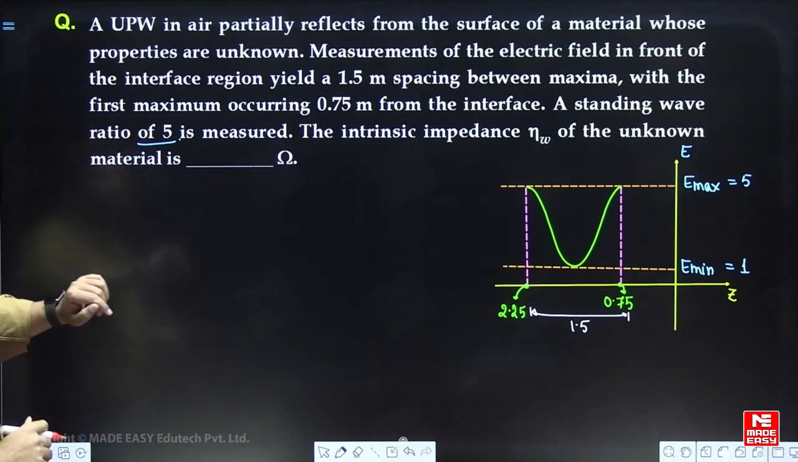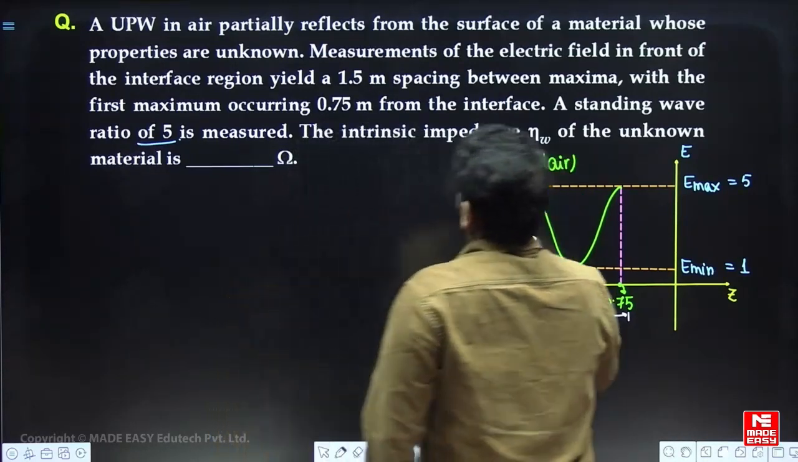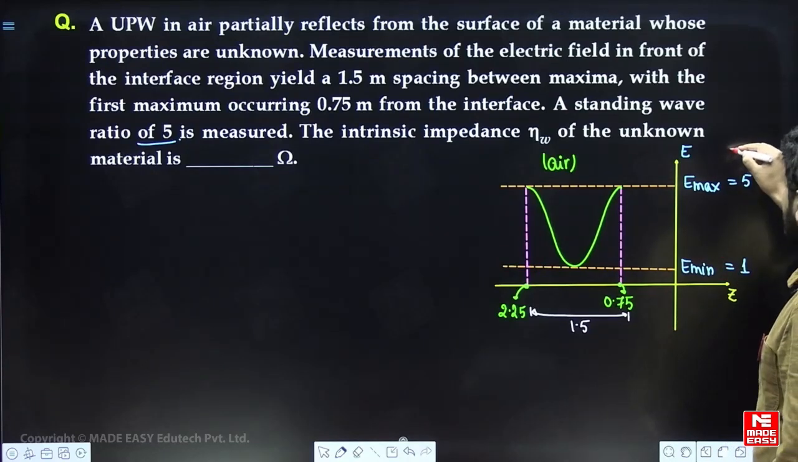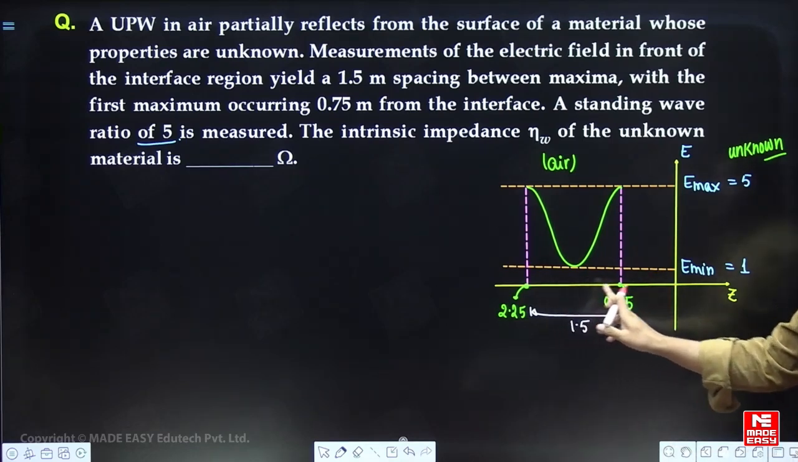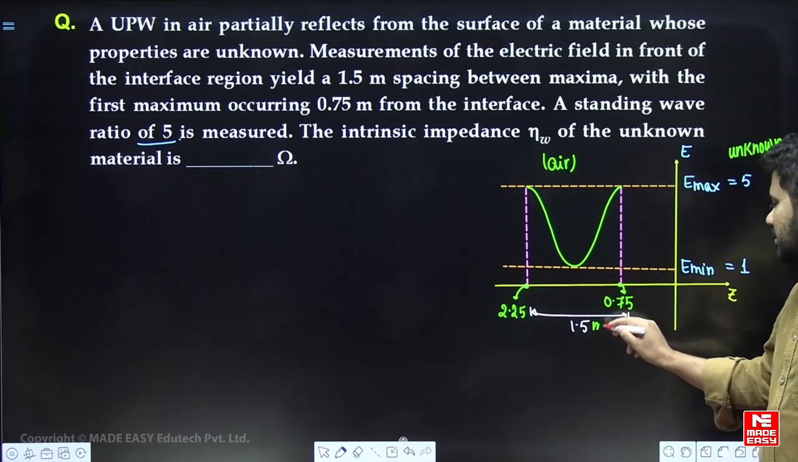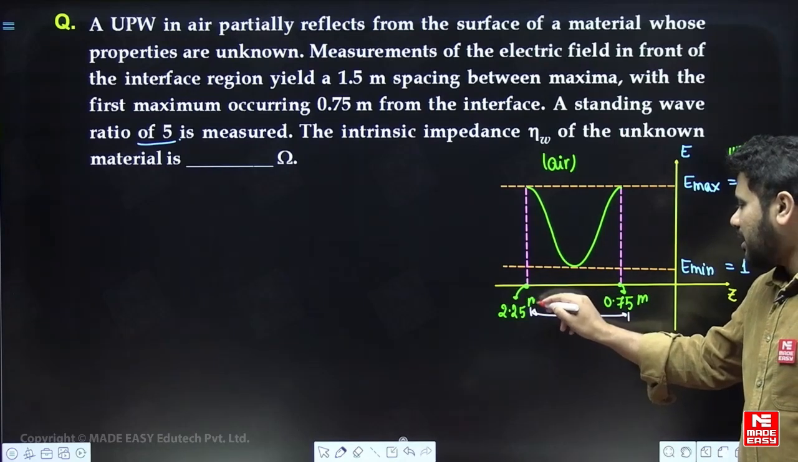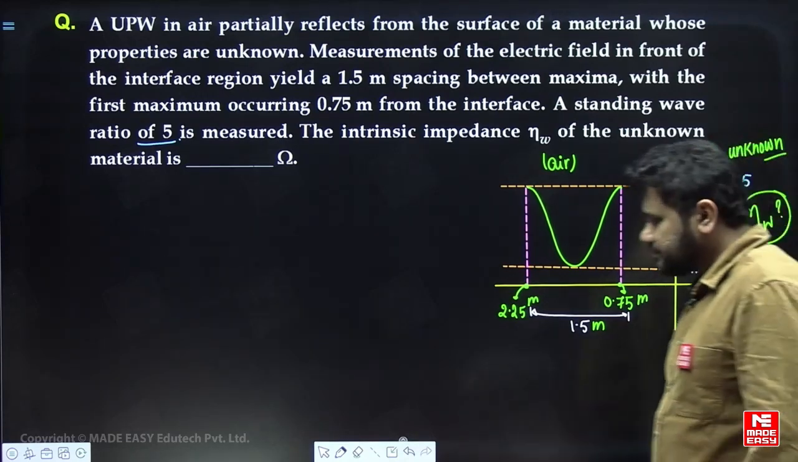A uniform plane wave in air reflects from the surface of a material. This is your air medium, and this is your unknown medium. Measurements of the electric field in front of the interface yield a 1.5 separation between maxima. So any two maxima have a separation of 1.5 meter, with the first maxima occurring at 0.75 meter from the interface. The standing wave ratio is 5, it is given. They are asking what is the value of the intrinsic impedance eta w. So this is the question.